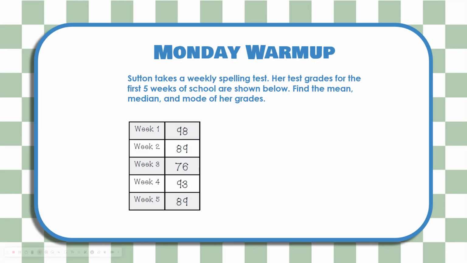All right, let's look at the Monday warm-up. It says Sutton takes a weekly spelling test. Her test grades for the first 5 weeks of school are shown below. Find the mean, median, and mode of her grades. If anybody was not here on Thursday or Friday, you can find these notes in the Thursday folder on the back wall. So definitely grab those, and take a look and remind yourself how to find mean, median, and mode. Then you can pause this video for a couple minutes until everybody has a chance to work it out.